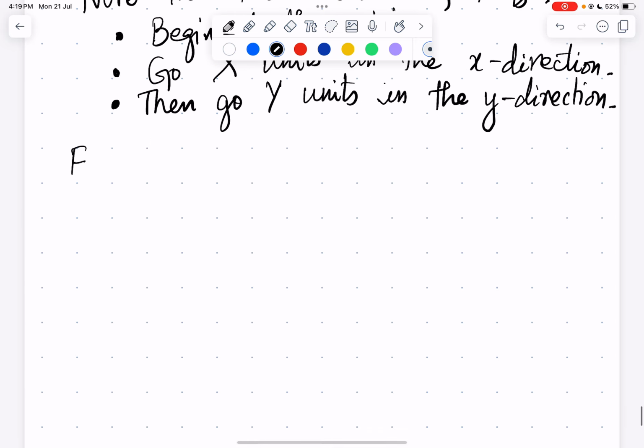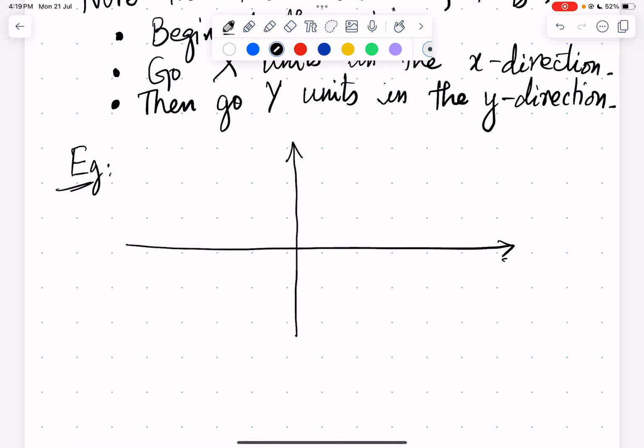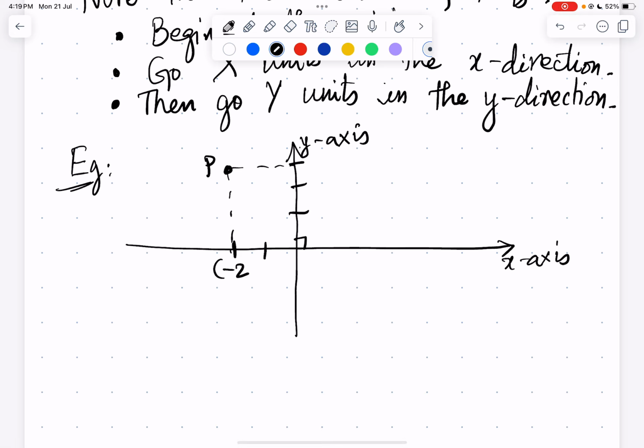So as an example, consider the plane and two perpendicular axes, x-axis and y-axis. Now consider this point P. If you draw perpendiculars onto the x-axis and y-axis, it marks the numbers -2 and 3 on the x-axis and y-axis respectively. So capital X is -2 and capital Y is 3. Suppose these are the numbers it marks after dropping perpendiculars onto the axes.